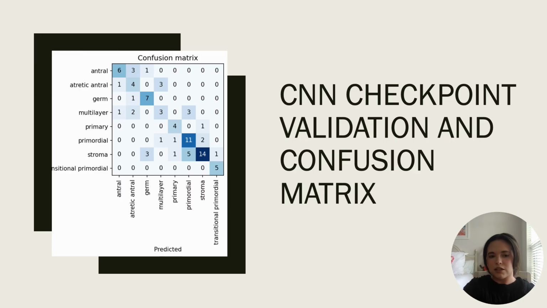Looking at the confusion matrix here on the screen, we see that certain follicle classes, particularly those with similar morphology, are more frequently misclassified. This tells us that the model is learning meaningful features, but still struggles with subtle developmental differences. These results seem to be quite typical for histology-related tasks, where visual distinctions can be nuanced even for experts.